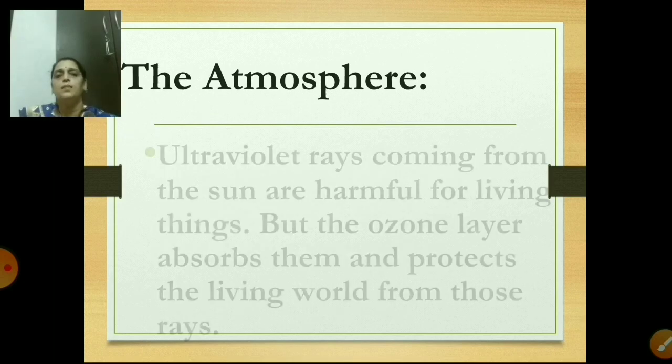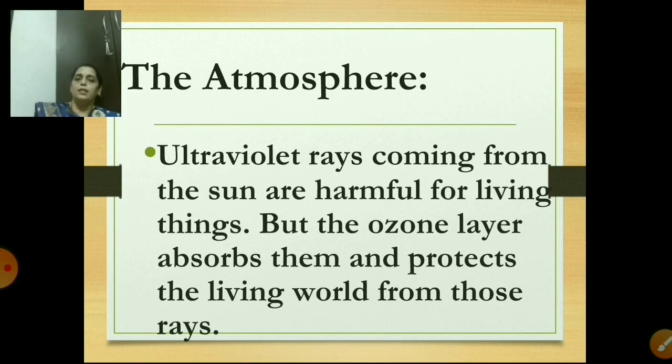Now the next, ultraviolet rays coming from the sun are harmful for living things, but the ozone layer absorbs them and protects the living world from those rays. This means, students, the ozone layer absorbs the ultraviolet rays coming from the sun, which are harmful for living things, and protects the living world from those rays. Is it clear? Now we will do the next.